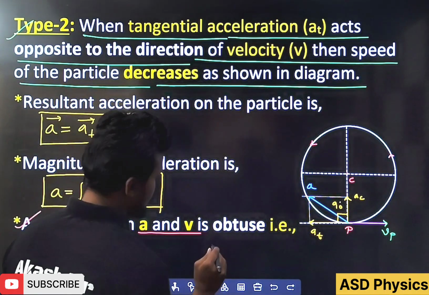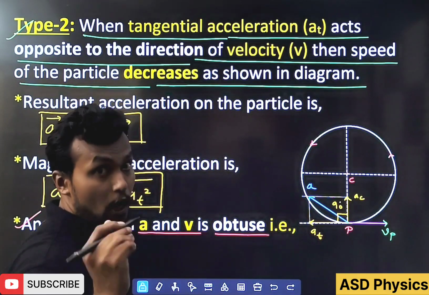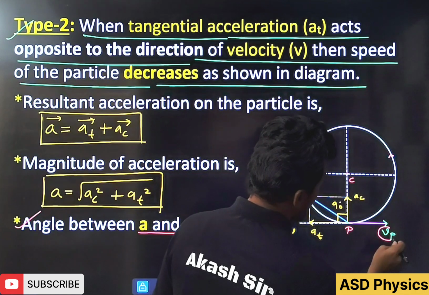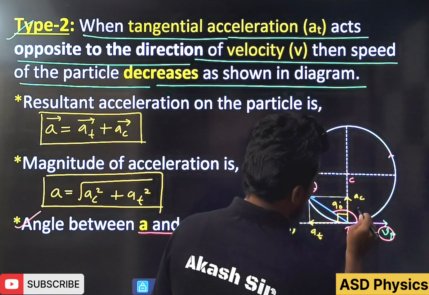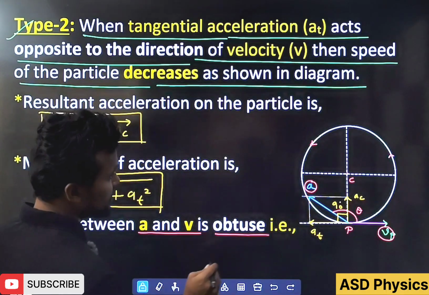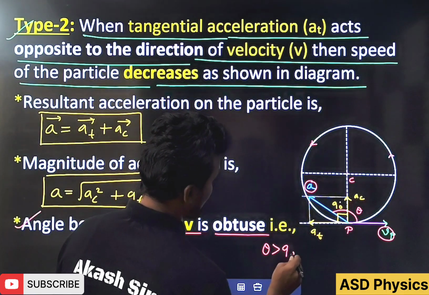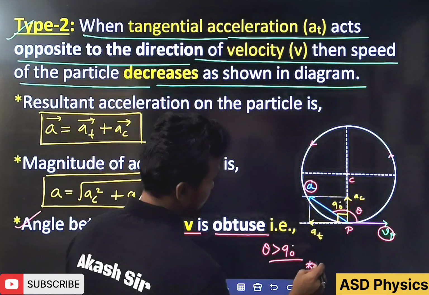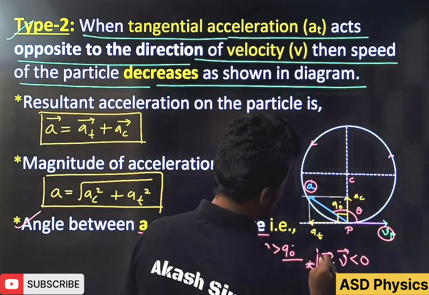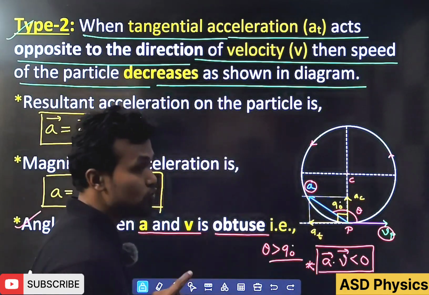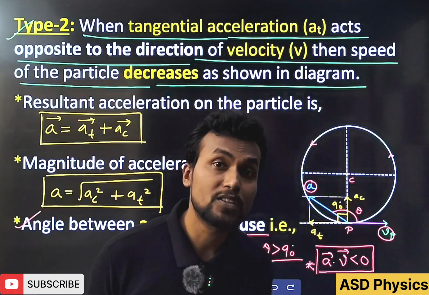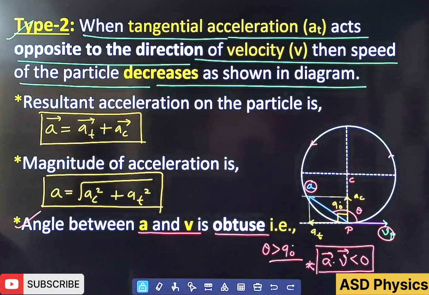the angle between acceleration and velocity is obtuse. How can we tell it is obtuse? See here: this is the acceleration and this is the velocity. This is the angle between them, theta. In that situation, remember that the angle theta will be greater than 90 degrees. And if we take the dot product, vector A dot vector V, that will be less than 0, because, as I have told you, vector A dot vector V means AV cos theta. And for an obtuse angle, cos theta will be negative. Kindly see here.